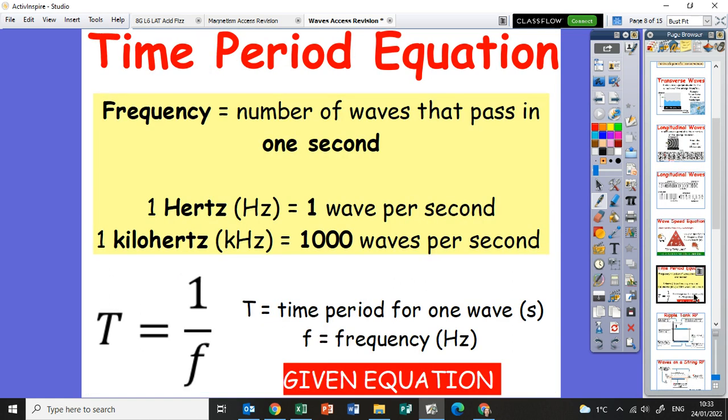The time period equation, time is 1 over frequency, is a given equation on the formula sheet. A key definition to know is that frequency is the number of waves that pass in 1 second. So 1 hertz means 1 wave per second. 1 kilohertz is 1,000 waves per second.